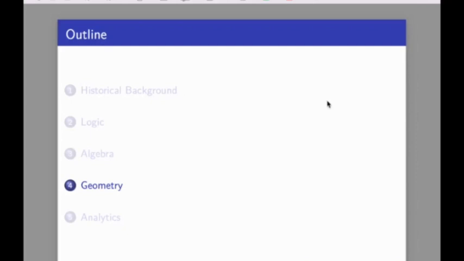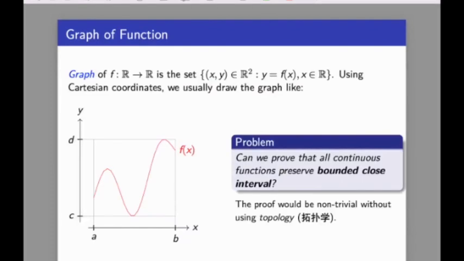In this section, we'll show the power of geometric method by solving a problem about continuity. And then we'll have a tour from derivative to Taylor's expansion. The geometry of a function can be graphically shown as a curve in the two-dimensional plane. Through a continuous f, AB on the x-axis is mapped to CD on the y-axis. The problem is, can we prove that for all continuous functions, the image is always a bounded closed interval?